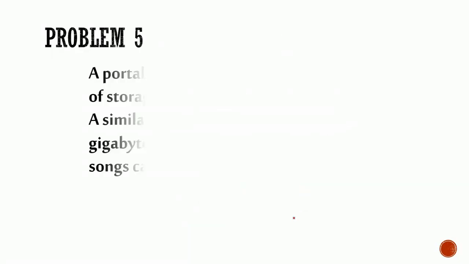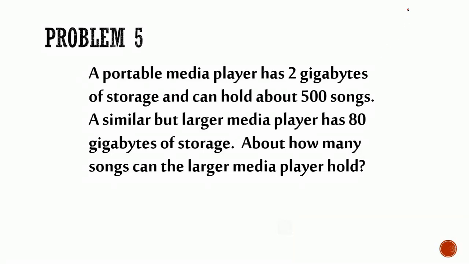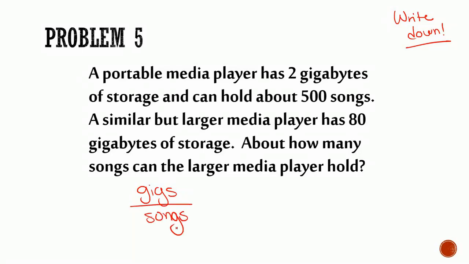Let's do our last problem here. You're probably going to want to write this one down. A portable media player has 2 gigabytes of storage and can hold about 500 songs. A similar but larger media player has 80 gigabytes of storage. About how many songs can the larger media player hold? So I'm talking gigs and songs, right? Let's set both ratios up like that. I've got 2 gigabytes and that holds 500 songs, so gigs over songs.